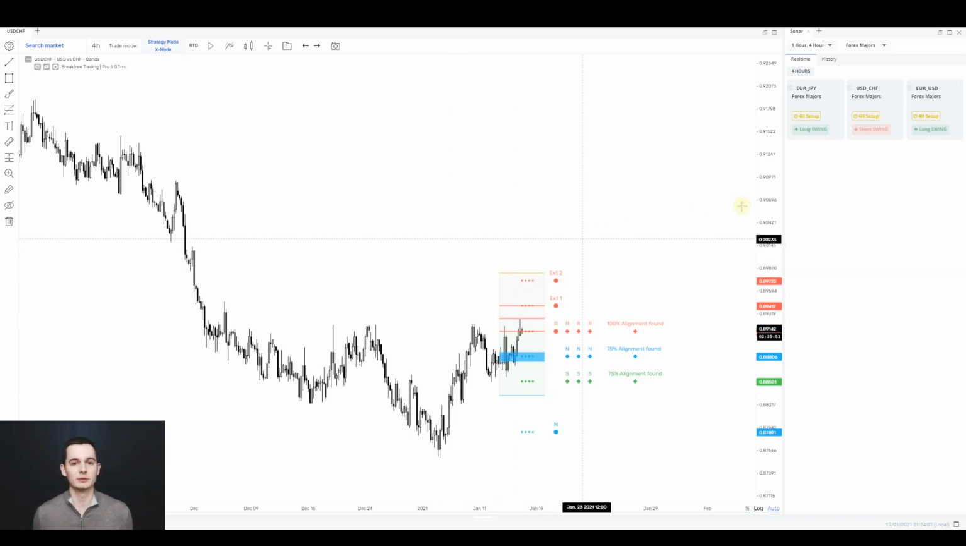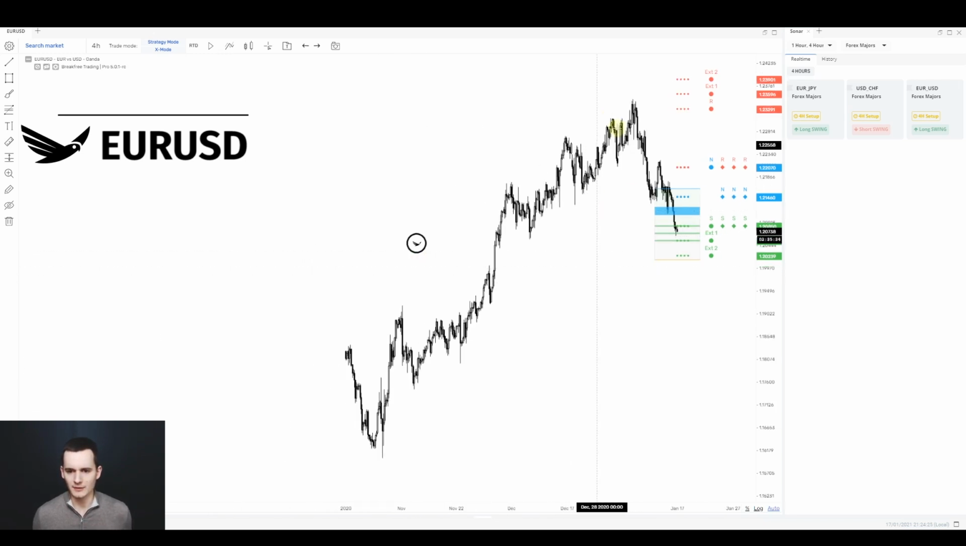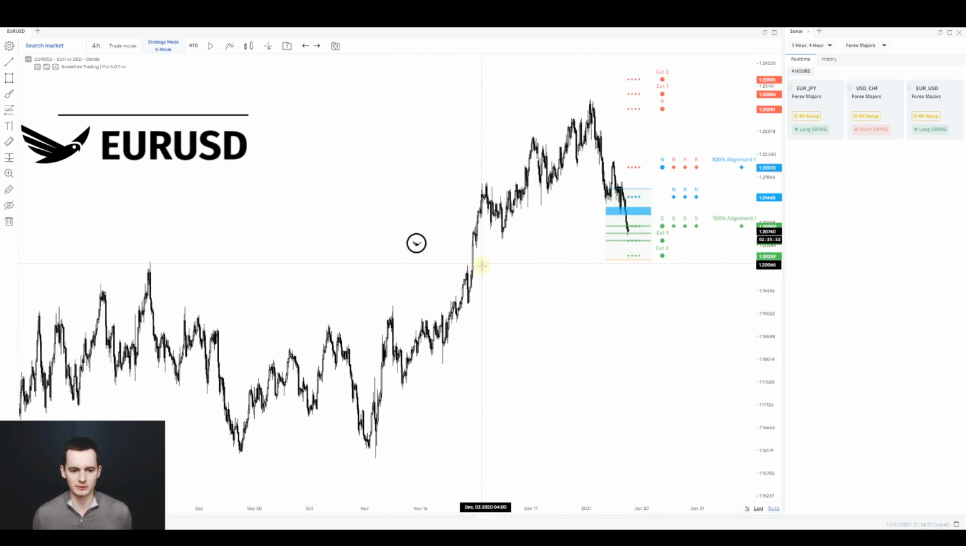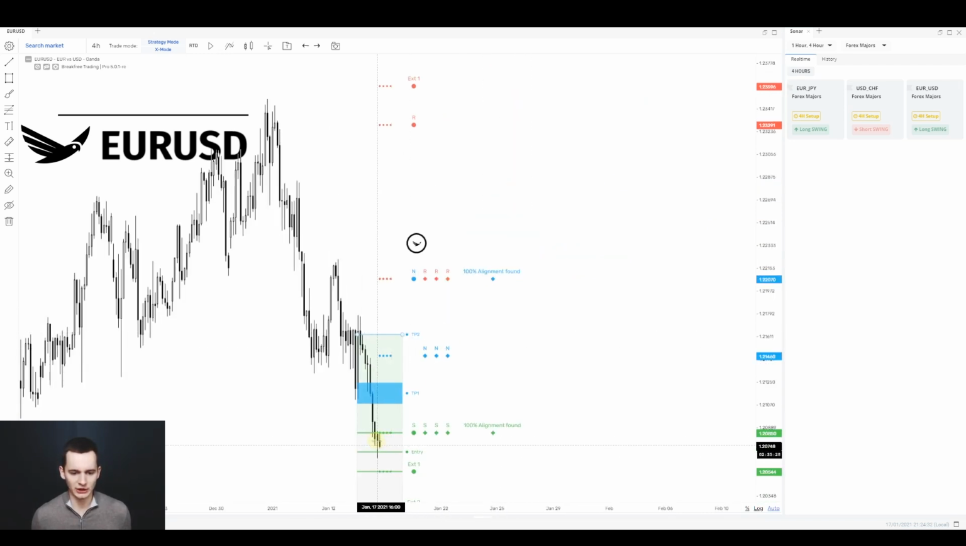Now let's move on to Euro USD. So Euro USD is right on the entry right now. We're having a larger pullback to the downside currently. So we can probably expect price to bounce off the extension. We do see a rejection here already.